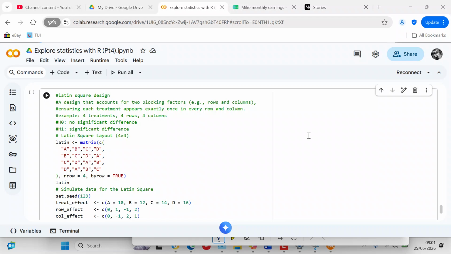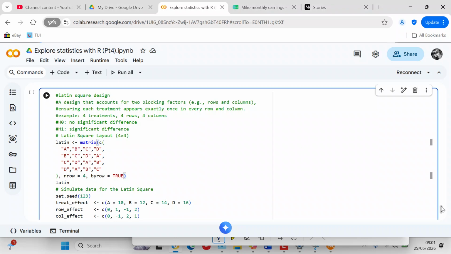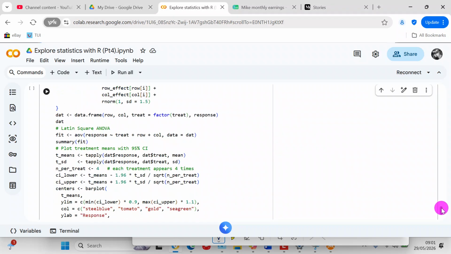The first thing we're going to do is create our Latin square layout, which is a 4x4 matrix. So Latin becomes matrix, which is a vector of A, B, C, D, B, C, D, A, C, D, B, A, D, A, B, C. And so there's going to be 4 rows, and byrow is TRUE. And then we're going to look at the matrix that we've created.